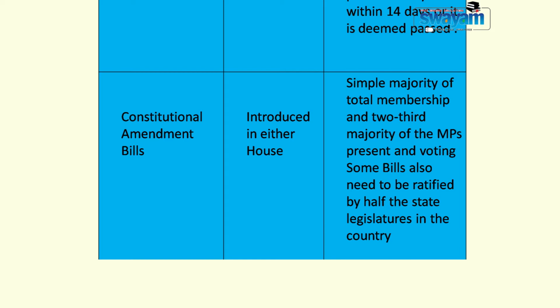This was all about the bills. Now, I'll be discussing in brief the different practices and procedures which are generally used in case of the budget. Now, what is budget? It is the annual financial statement of estimated receipts and estimated expenditure of the Government of India for each financial year.